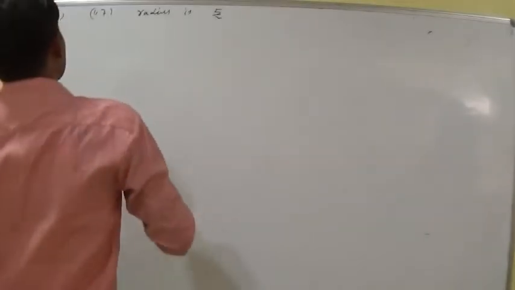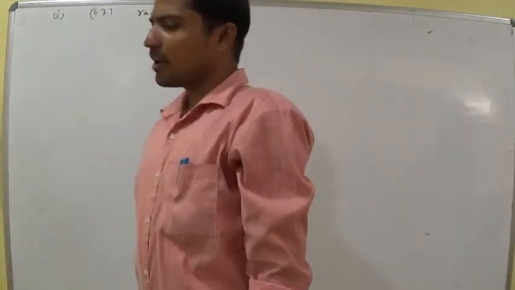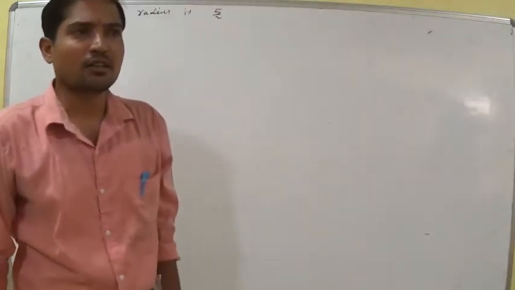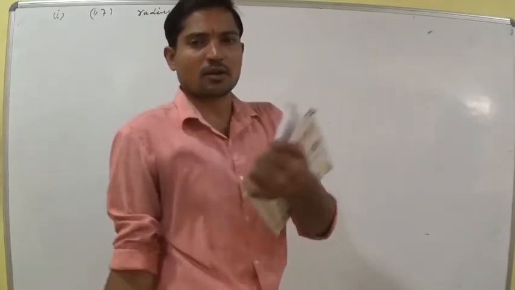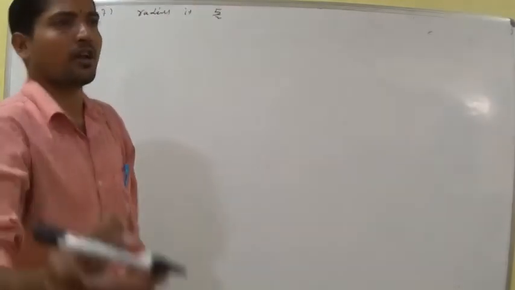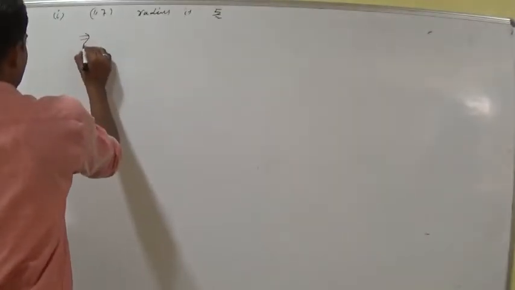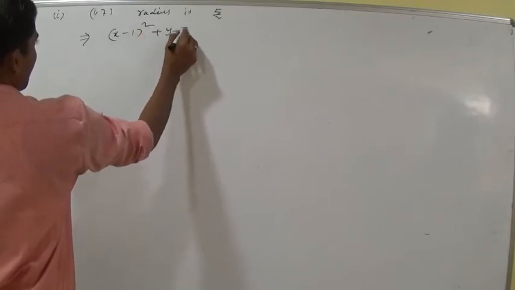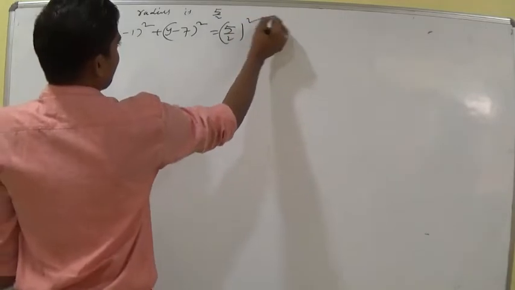See, we know that (a, b) is the center and r is the radius of a circle, then the equation form is (x minus a) whole square plus (y minus b) whole square is equal to r square. Which implies (x minus 1) whole square plus (y minus 7) whole square is equal to (5 by 2) whole square.